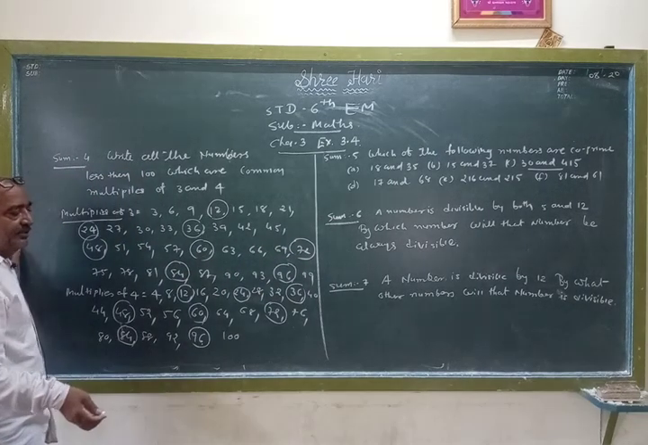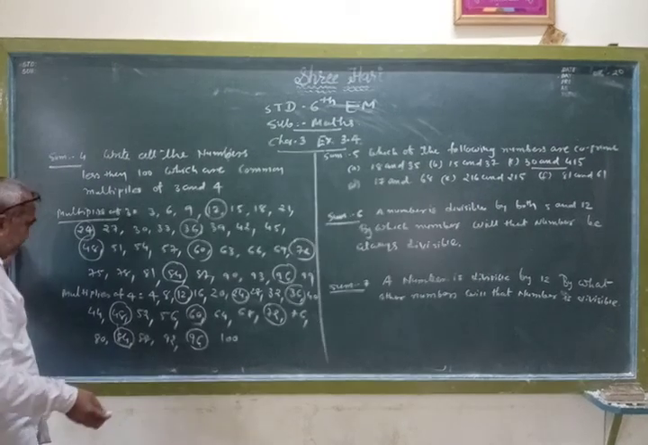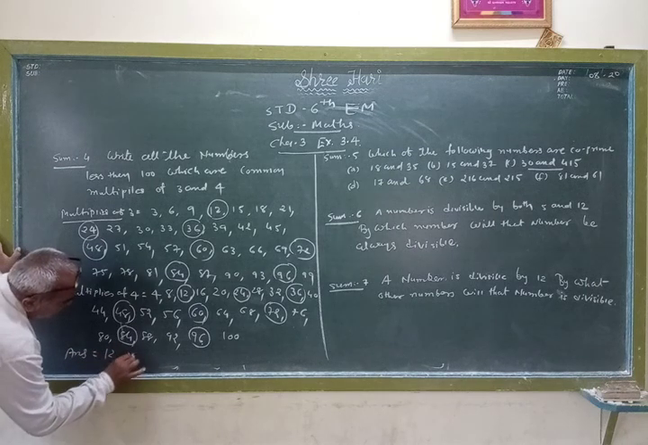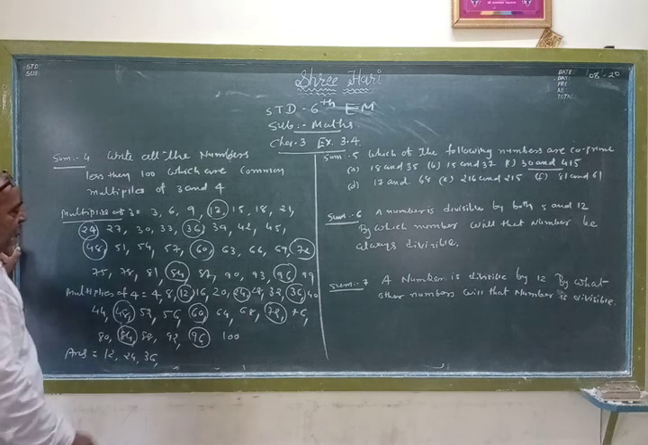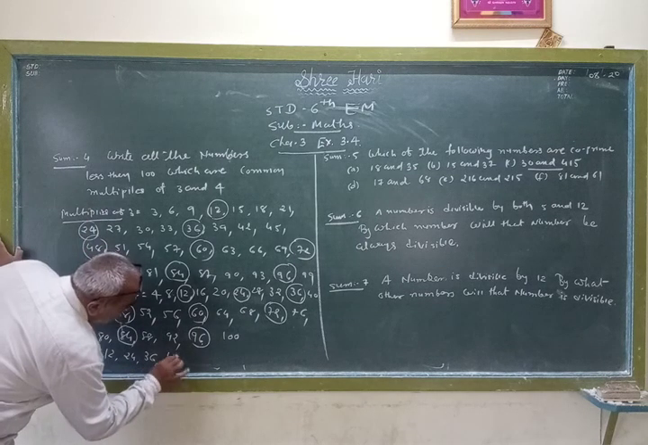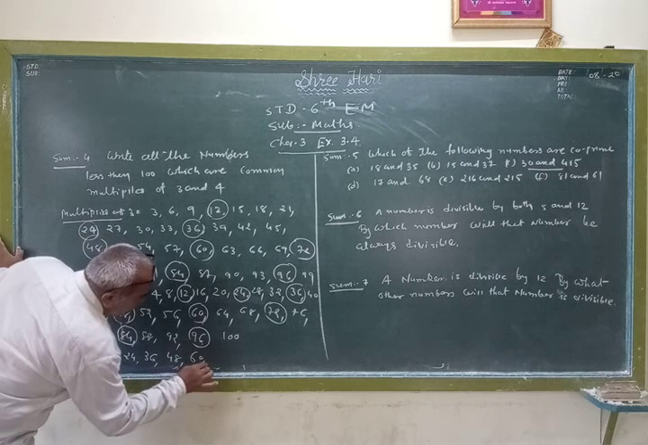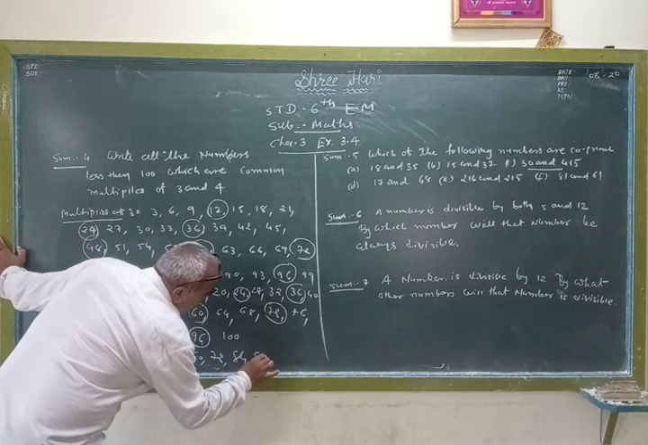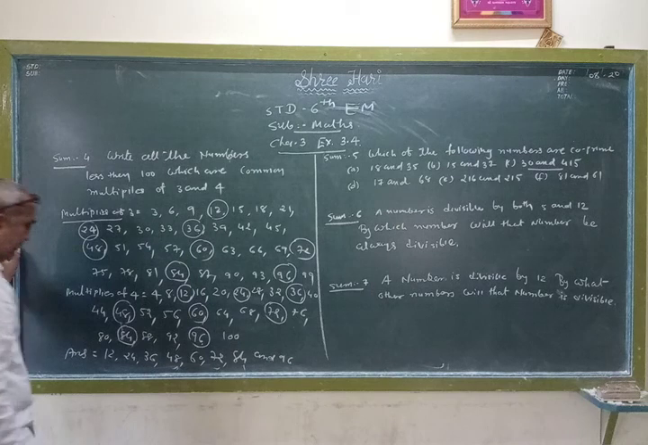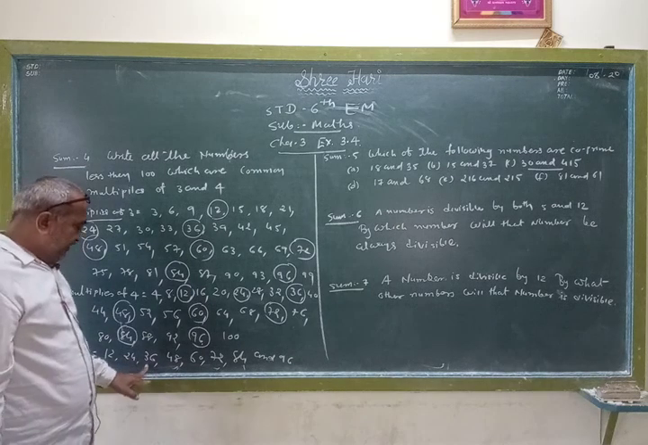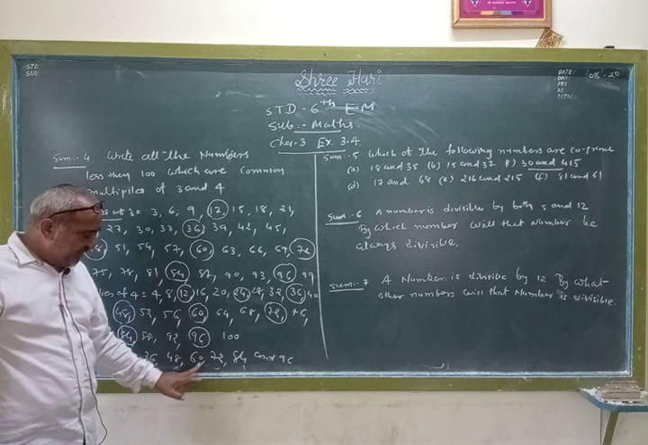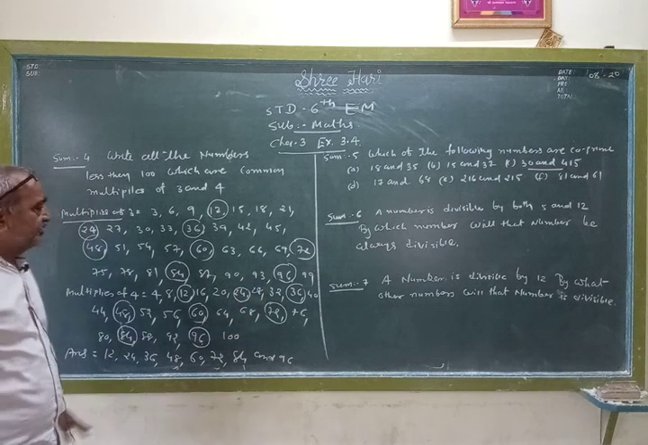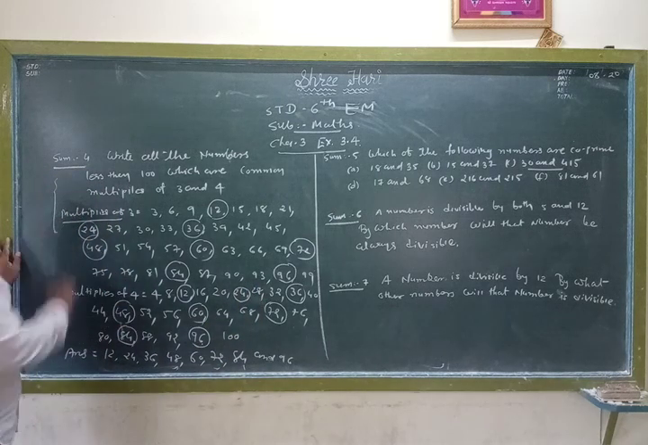So the table of 12 up to 8. So the answer: 12, 24, 36, then 48, 60, 72, 84 and 96. 12 ones are 12, 12 twos are 24, 12 threes are 36, 12 fours are 48, 12 fives are 60, 12 sixes are 72, 12 sevens are 84 and 12 eights are 96. So this is the table of 12 between common.